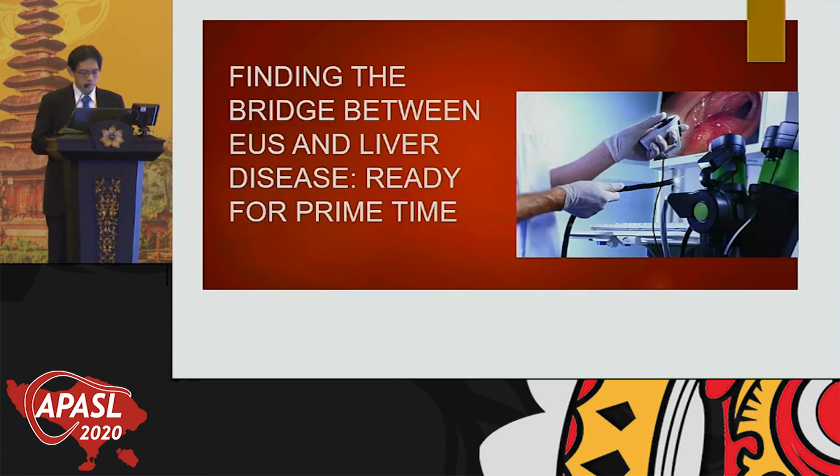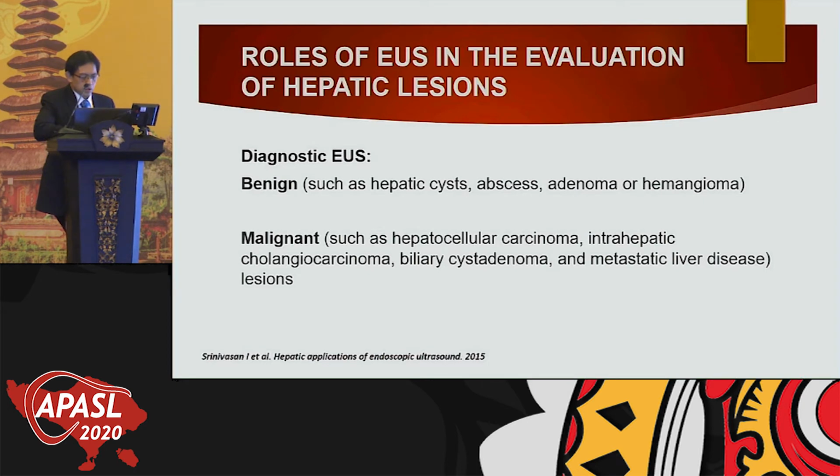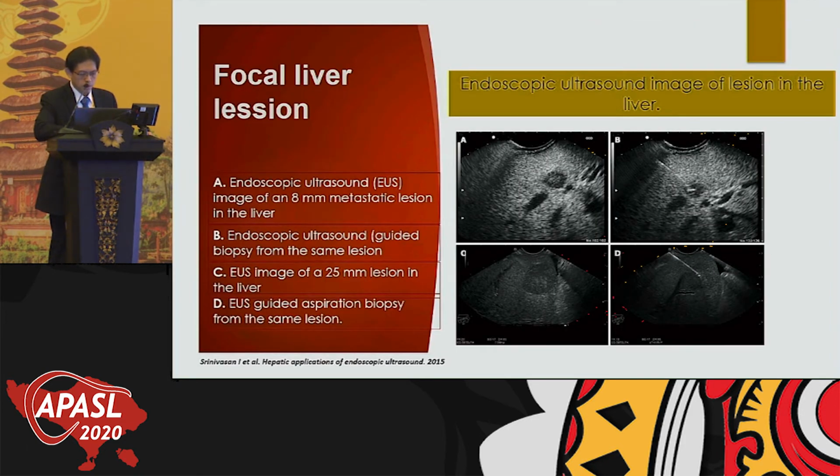So how do we find the bridge between EUS and liver disease? Of course, there is the role of EUS in the evaluation of hepatic lesions, not only benign but also malignant, such as liver cancer, hepatocellular carcinoma, intrahepatic cholangiocarcinoma, and other metastatic liver lesions. Especially in patients with diffuse fatty liver or very small nodules, it's not easy to find the nodule with transabdominal ultrasound alone. Using endoscopic ultrasound, we can also perform biopsy directly, guided from the scope.